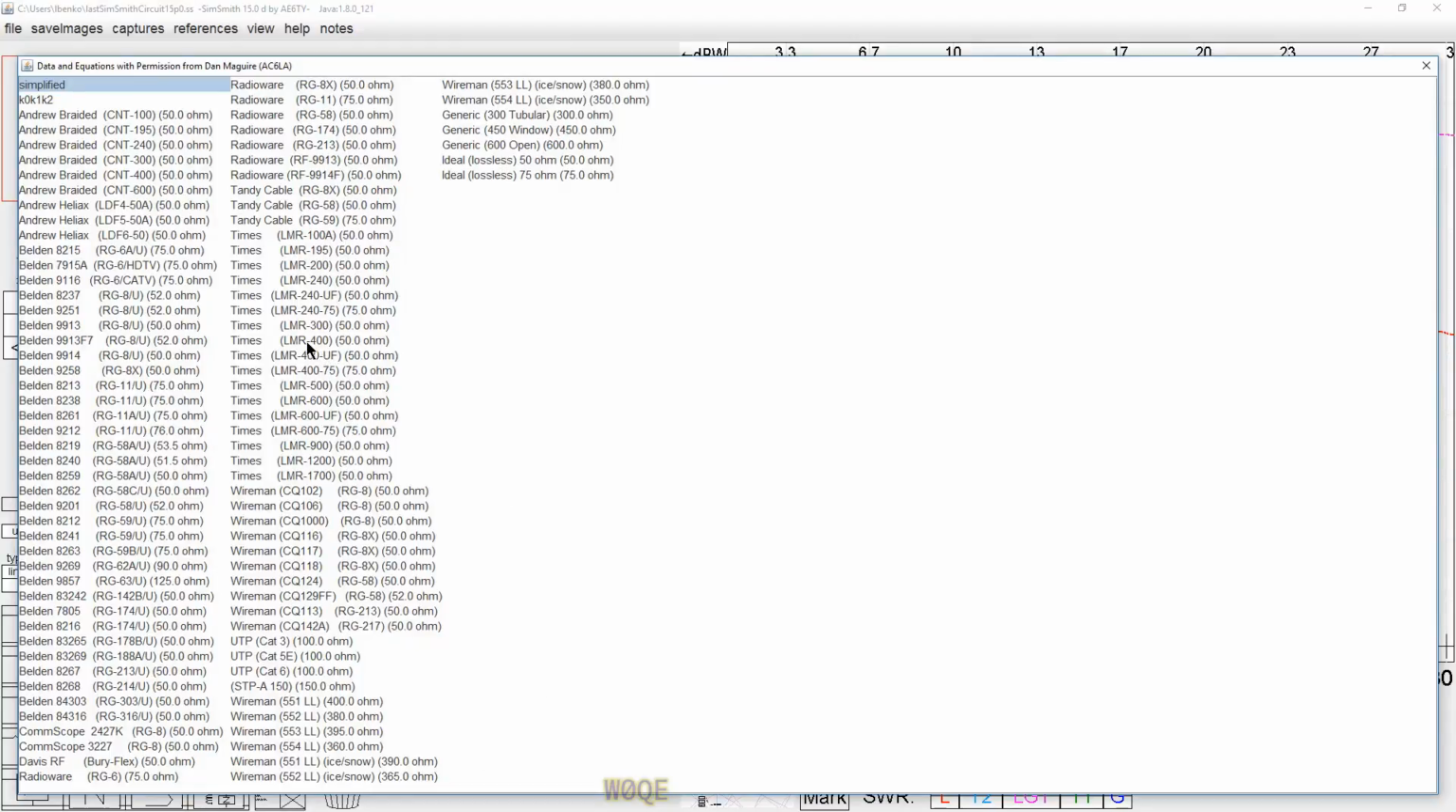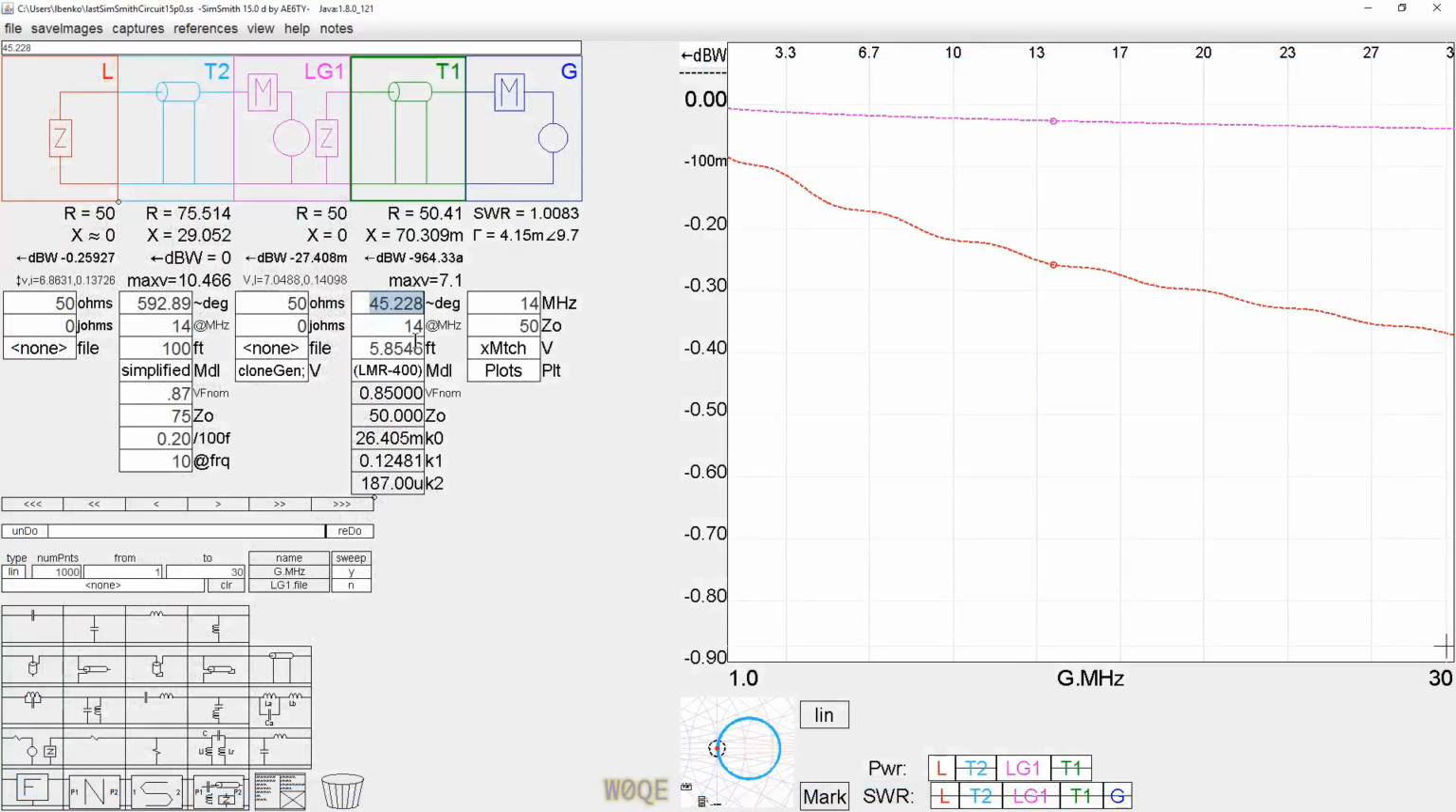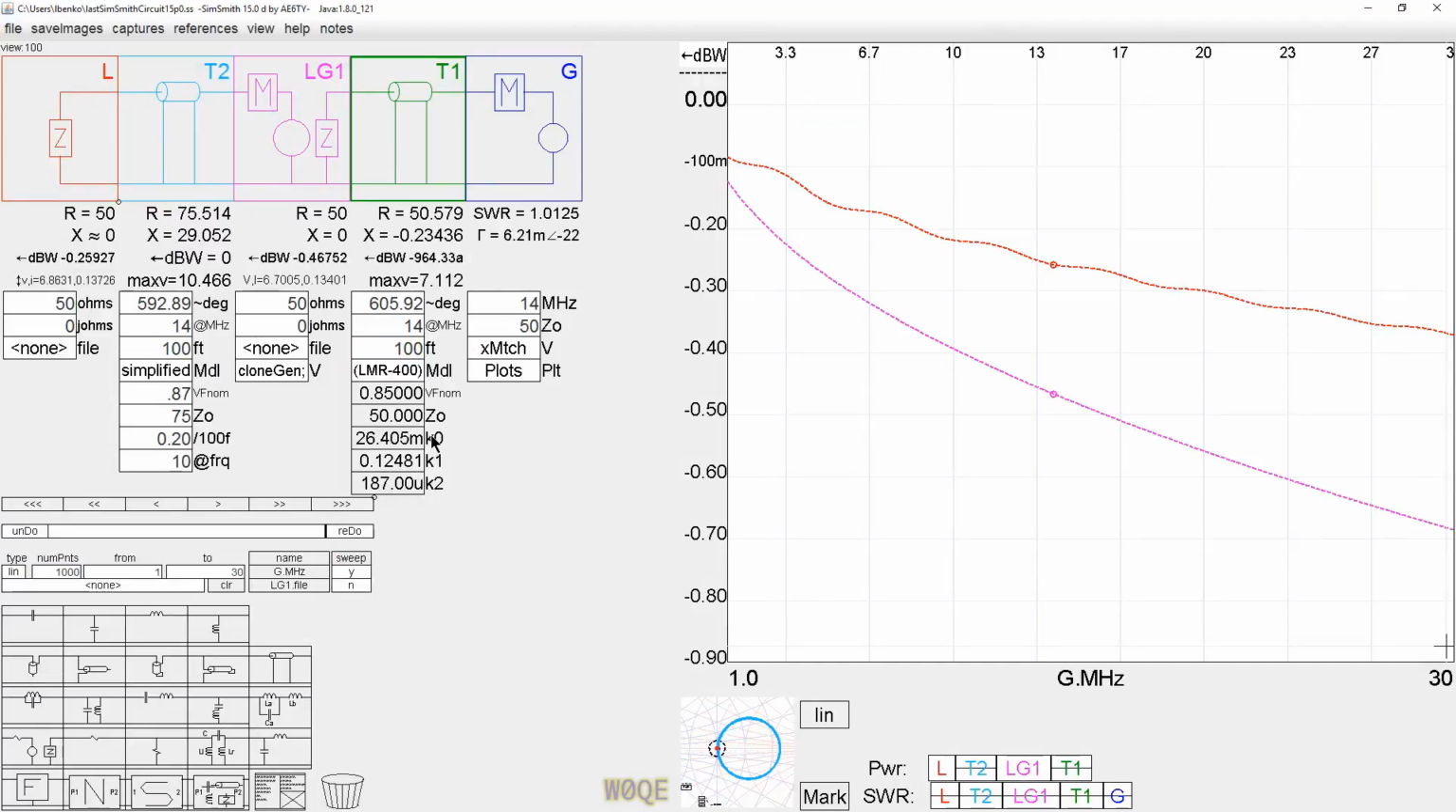Let's purchase LMR 400. And again, LMR 400 has to be also 100 feet. What we see is that the LMR 400, even though it's running within 1-to-1 SWR, has higher loss than the 75 ohm hardline. So that's kind of interesting. So what does that mean?